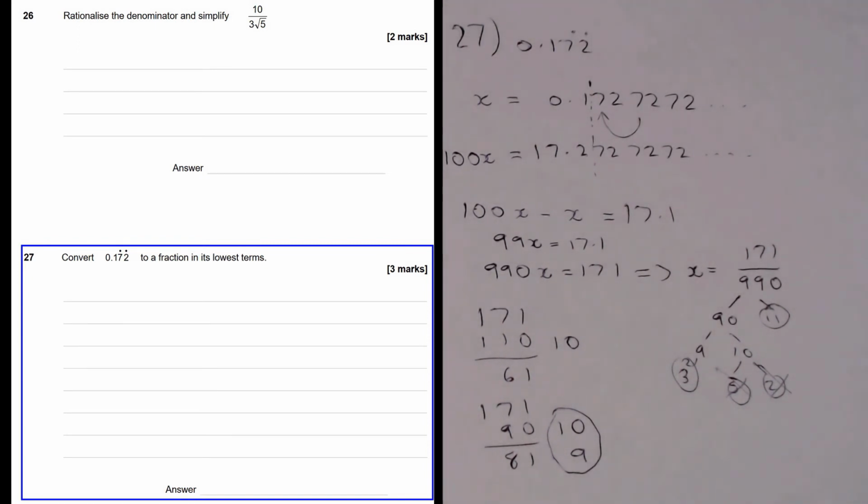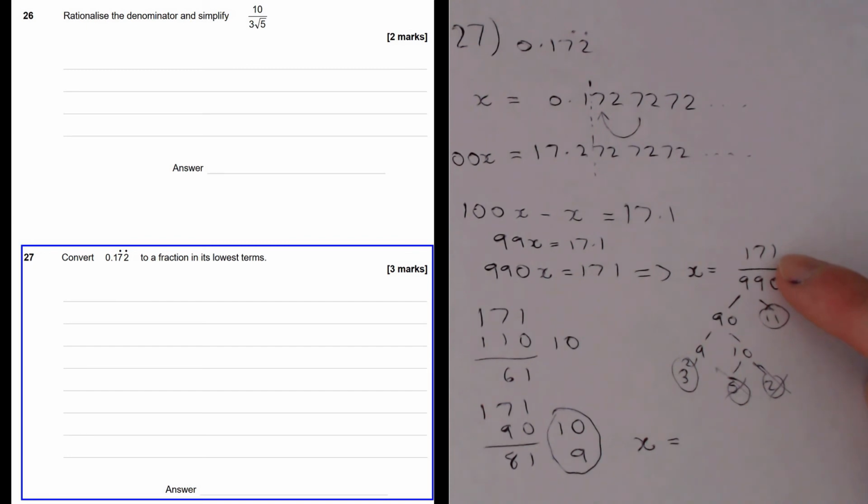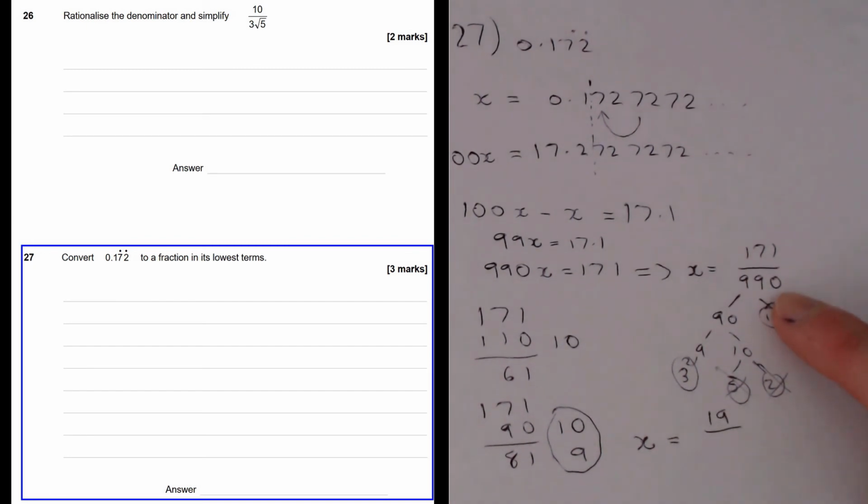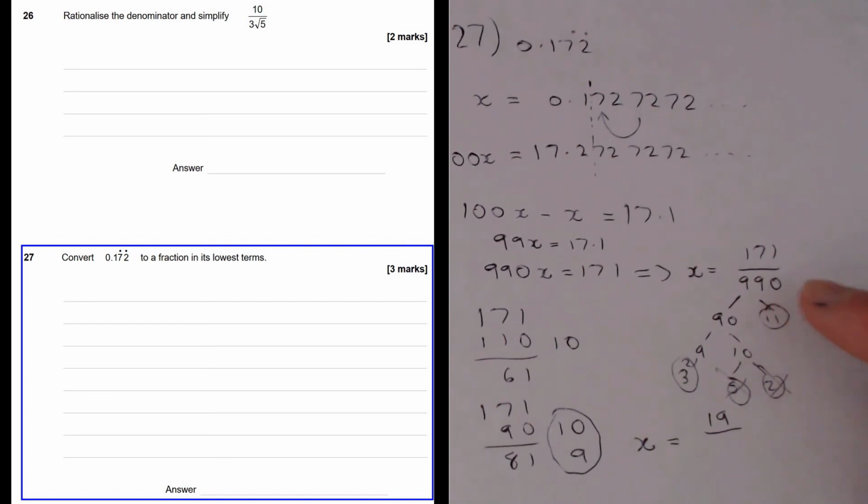So this tells us that 9 goes into 171 19 times, so we can cancel this fraction down further. We're going to divide the top and bottom by 9, and we now know that 171 divided by 9 gives us 19, and we know if we divide the bottom by 9, then we're going to be left with 110. So this is our answer, and this and only this answer will get us that third and final mark.